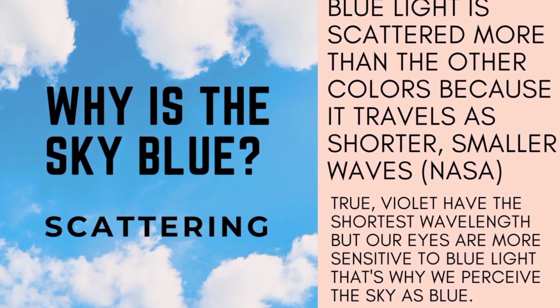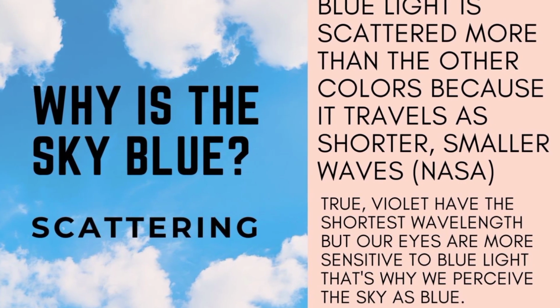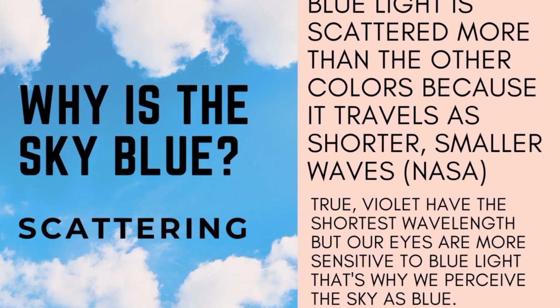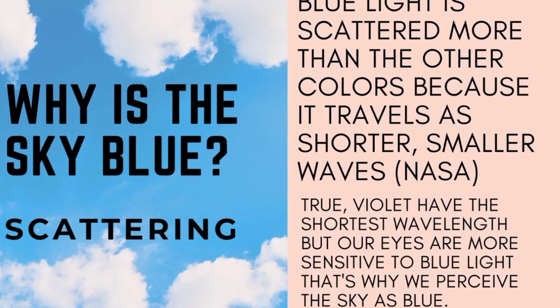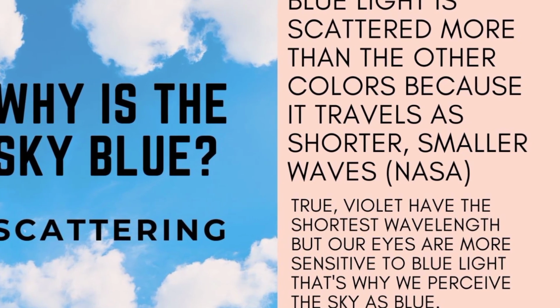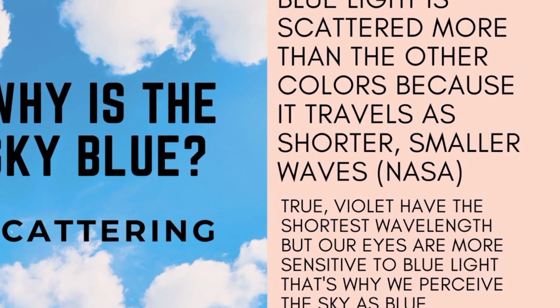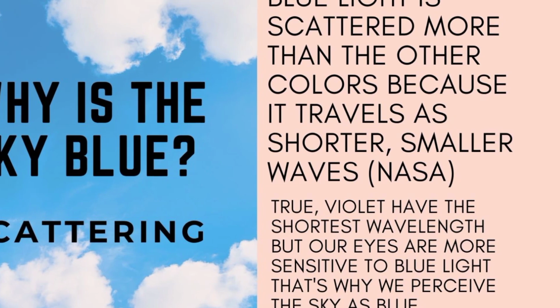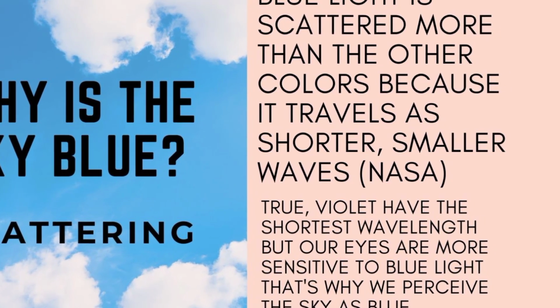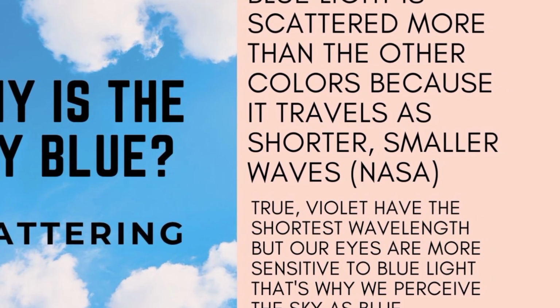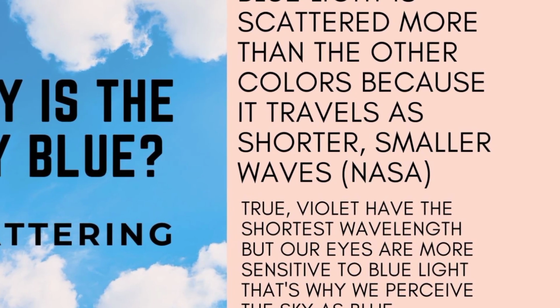Why is the sky blue? The reason for that is because of scattering. Blue light is scattered more than the other colors because it travels in shorter, smaller waves. True, violet has the shortest wavelength, but our eyes are more sensitive to blue light. That is why we perceive the sky as blue.